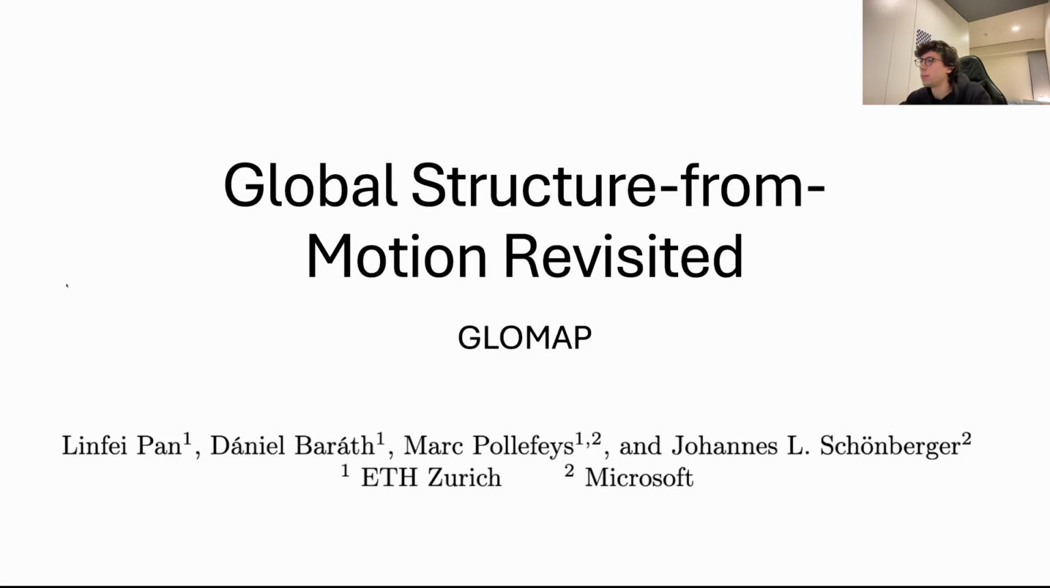Good morning, everyone. Today I'm going to go through the paper called Global Structure from Motion Revisited, aka GLOMAP, from Lin Fei Pan, Daniel Barath, Mark Polyfes, and John Schoenenberg from ETH Zurich and Microsoft. This is a paper that came out about 1 month ago and already has many stars on GitHub, so it's worth knowing a bit more about it.